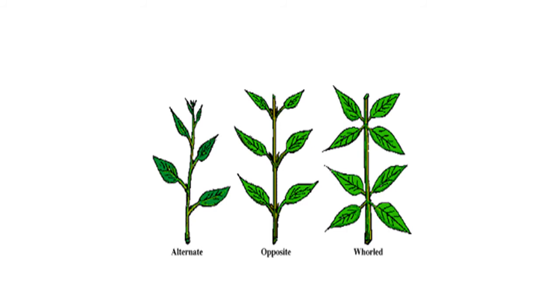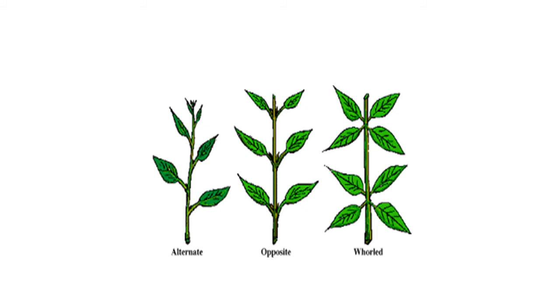From this figure, now we can get a clear idea about alternate, opposite and whorl type of phyllotaxy. The first figure gives a clear idea about alternate type of phyllotaxy, the arrangement of leaves on stem or its branches. Here from one node only a single leaf arises, and you can see right side, then left side, right side, and then left side, and that's why it is known as alternate type of phyllotaxy.